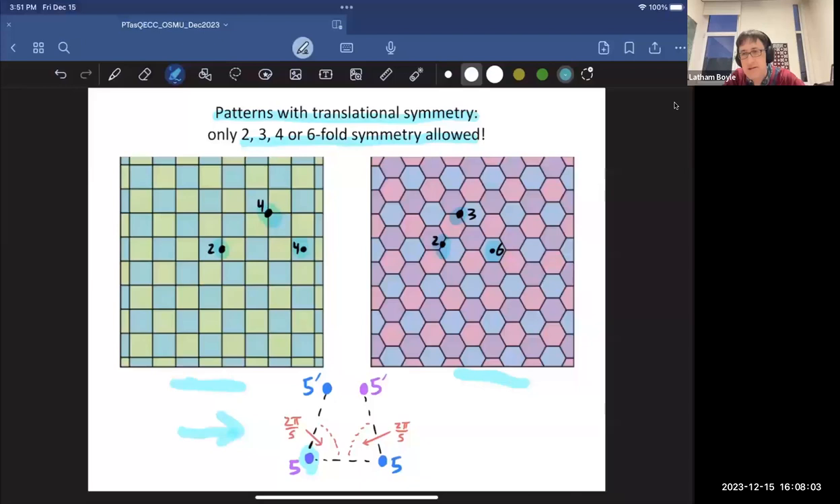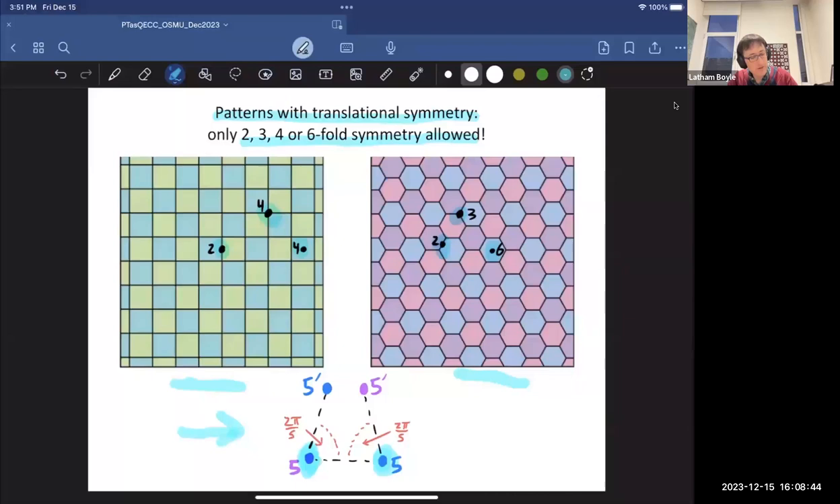The proof by contradiction is that, because it's living in a lattice with translational symmetry, if there's one 5-fold symmetric point, then there must be all the lattice translations of that 5-fold symmetric point also. So there's going to be an infinite number of points of 5-fold symmetry, and let's choose a nearest neighbor pair. Let's imagine the purple point and the blue point are two nearest neighbor 5-fold symmetric points. Then someone standing at the purple 5-fold point, if they see a blue 5-fold point over here, they have to see another blue 5-fold point over here.